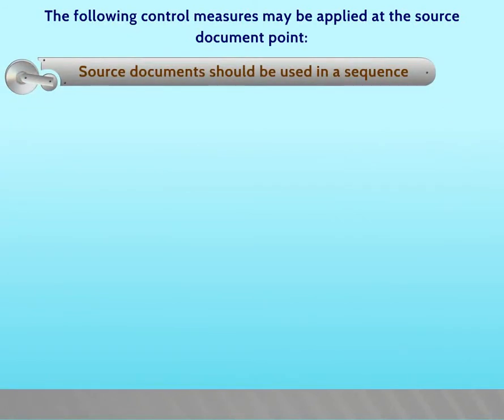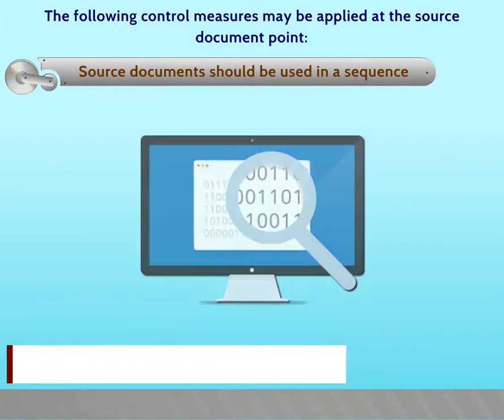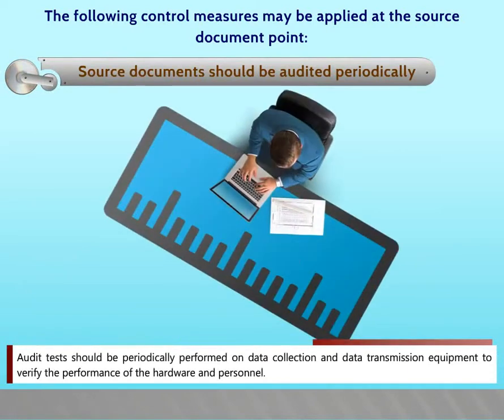Source documents should be used in a sequence. This ensures maintenance of adequate physical security over the source document inventory. Source documents should be audited periodically. Audit tests should be periodically performed on data collection and data transmission equipment to verify the performance of the hardware and personnel.